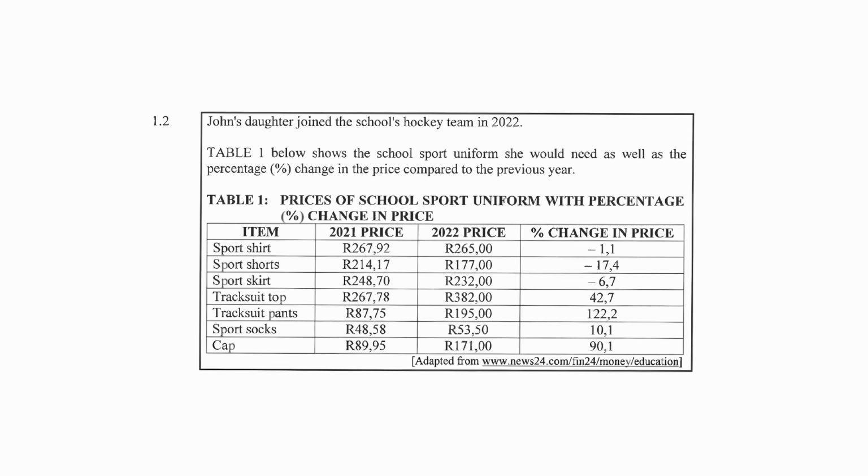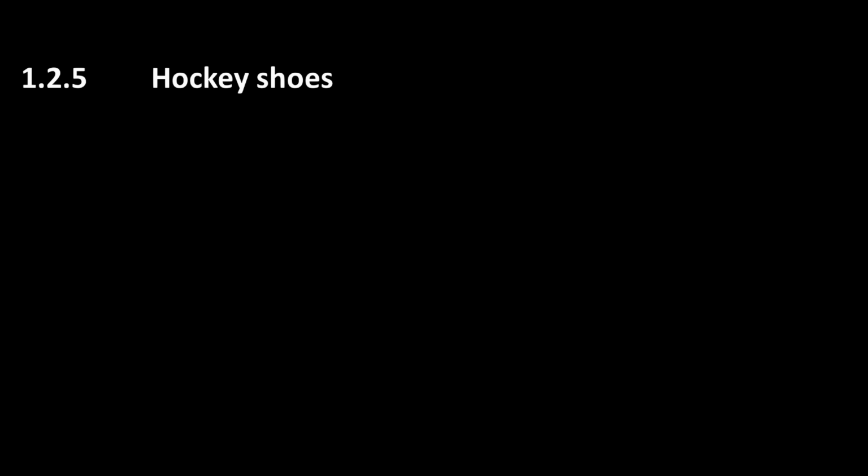In question 1.2.5, you have to name one other item not listed in the table that John's daughter might need in order to play for the school's hockey team. One other item that is not listed here that John's daughter might need in order to play hockey is hockey shoes.